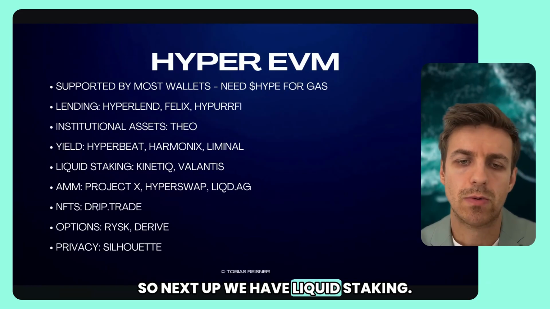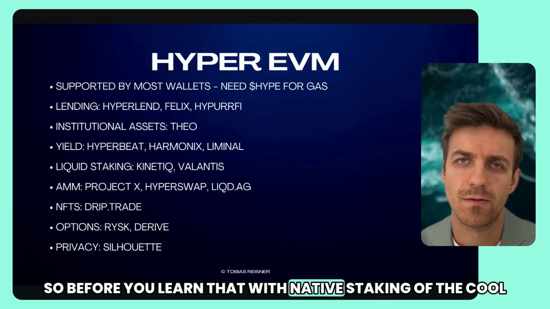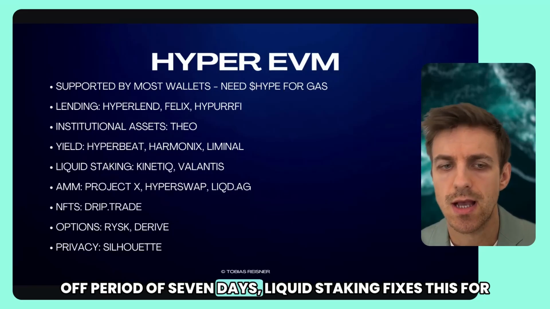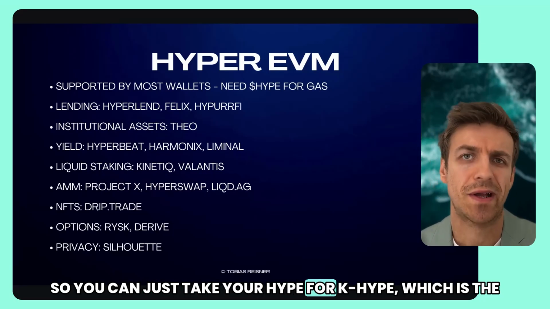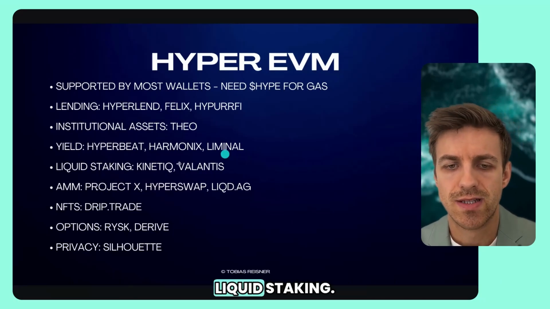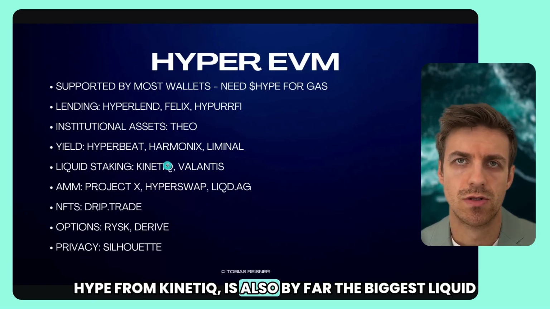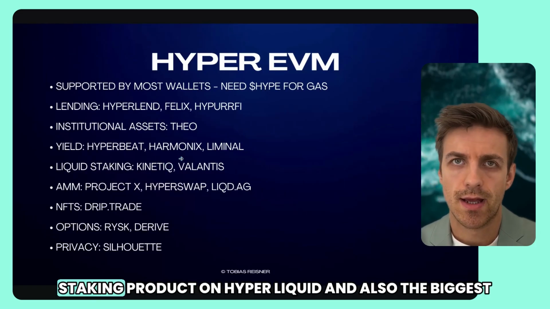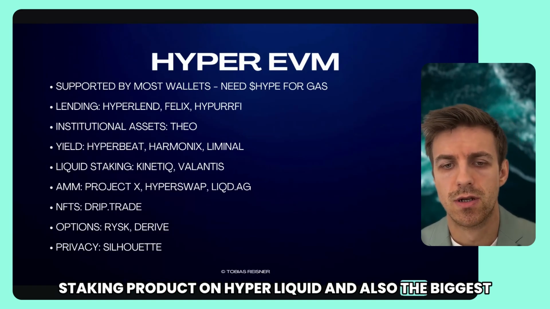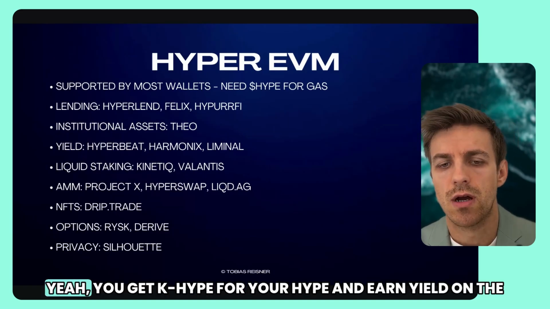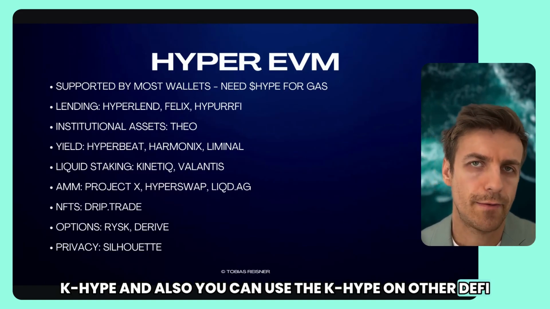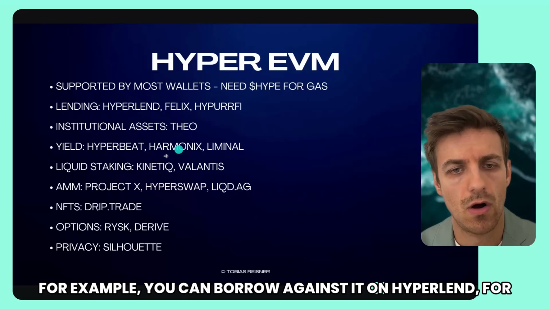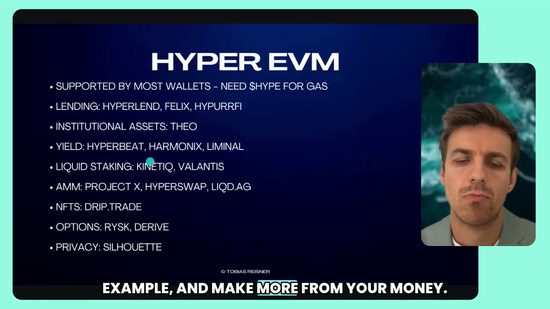So next up, we have liquid staking. Before, you learned that with native staking, you have the cool-off period of 7 days. Liquid staking fixes this for you. You can just stake your HYPE for K-Hype, which is the liquid staking HYPE from Kinetic, which is also by far the biggest liquid staking product on Hyperliquid and also the biggest HyperEVM product. So you get K-Hype for your HYPE and earn yield on the K-Hype, and also you can use the K-Hype on other DeFi apps. For example, you can borrow against it on Hyperland and make more from your money.